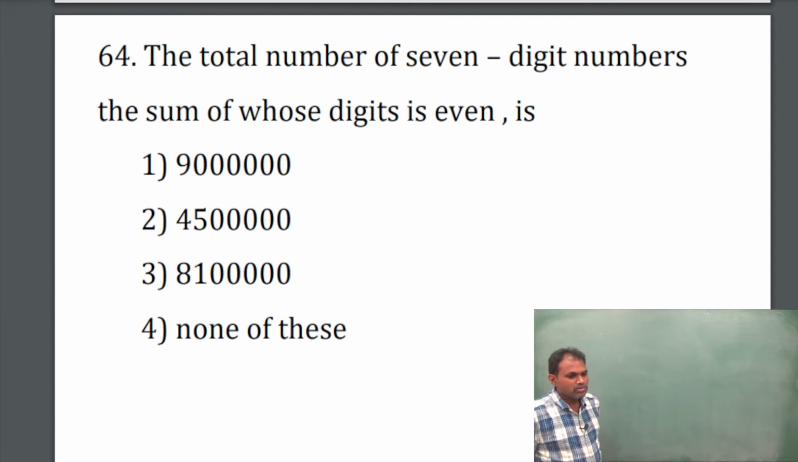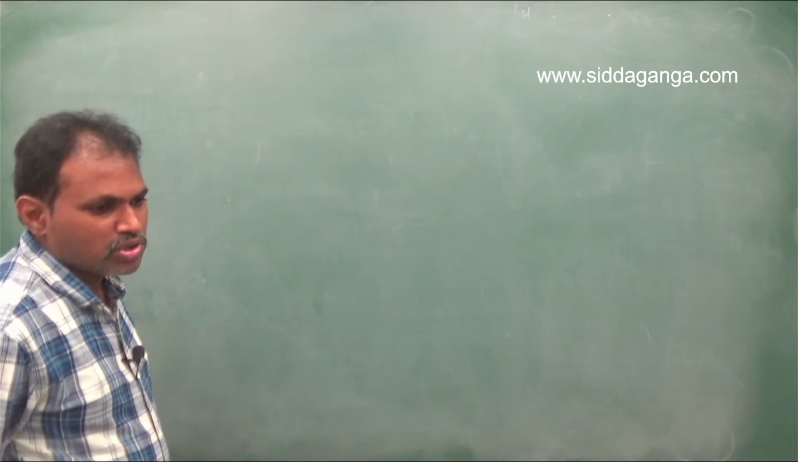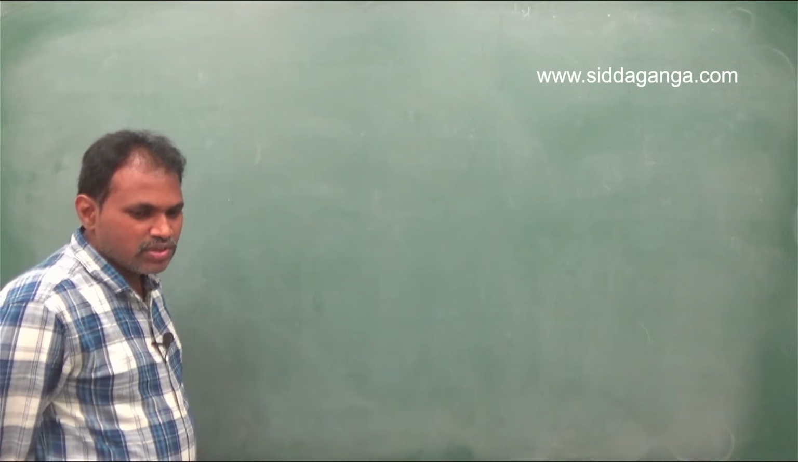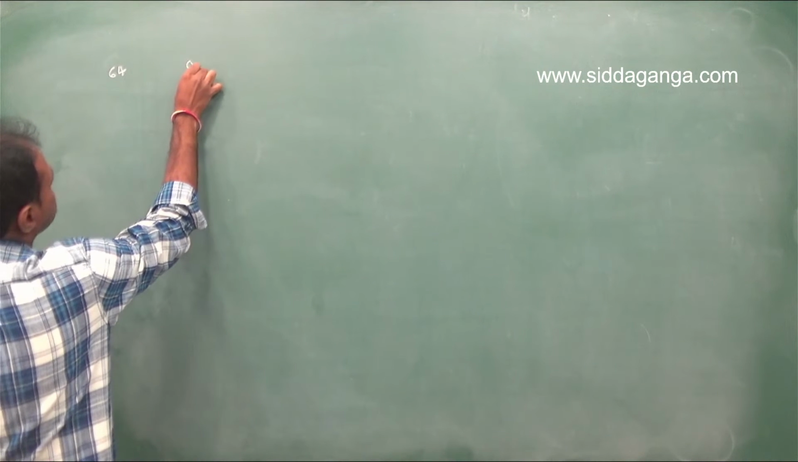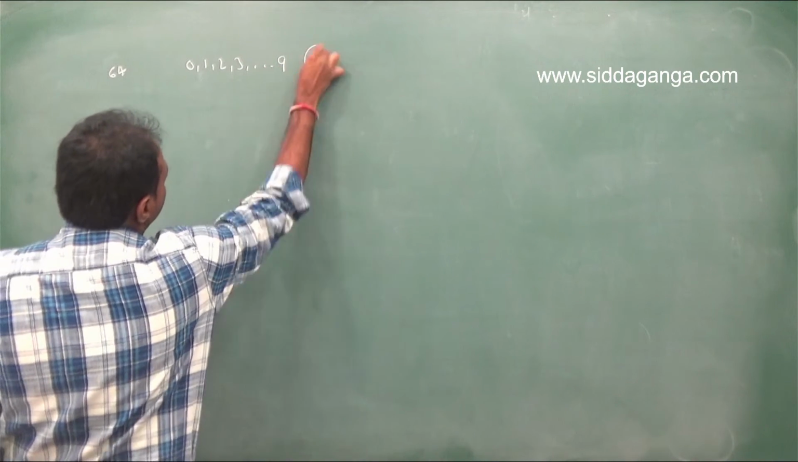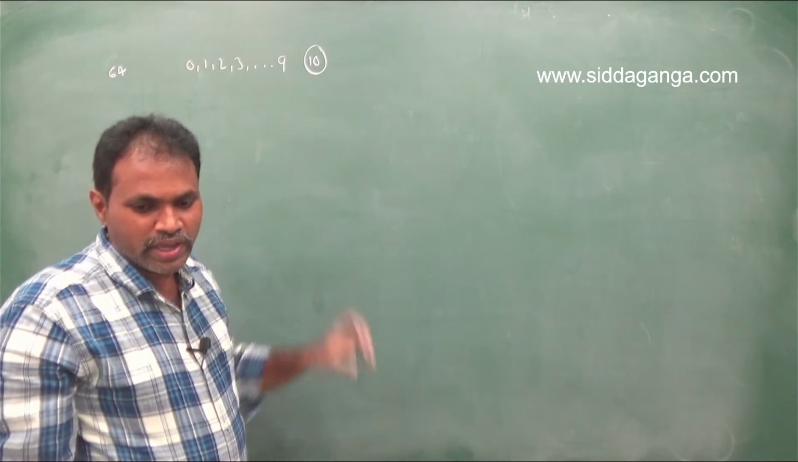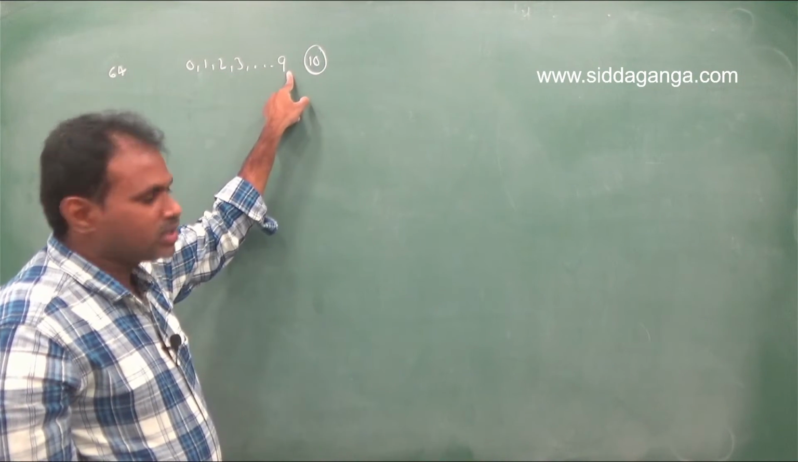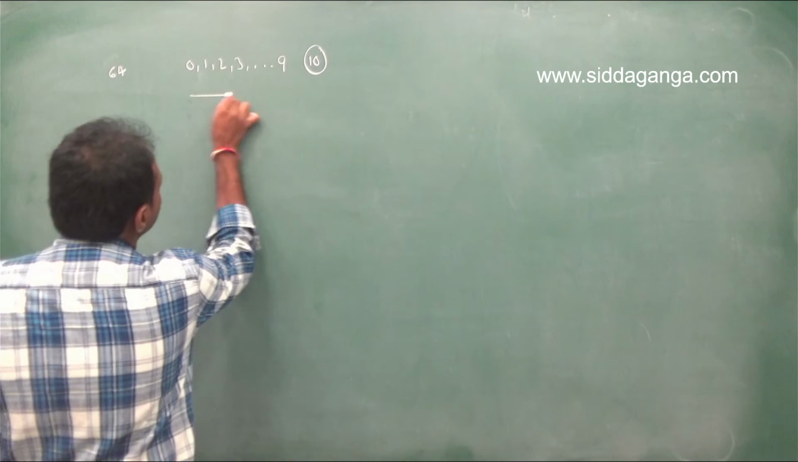The total number of 7-digit numbers the sum of whose digits is even is. Now here, the total digits are 0, 1, 2, 3 up to 9. Total 10 digits are there. Here, the available digits are 0, 1, 2, 3 up to 9: 1, 2, 3 up to 9 are 9 digits, and this is 0. Total 10 digits. Now you have to arrange 7-digit numbers. That's why you take 7 boxes.